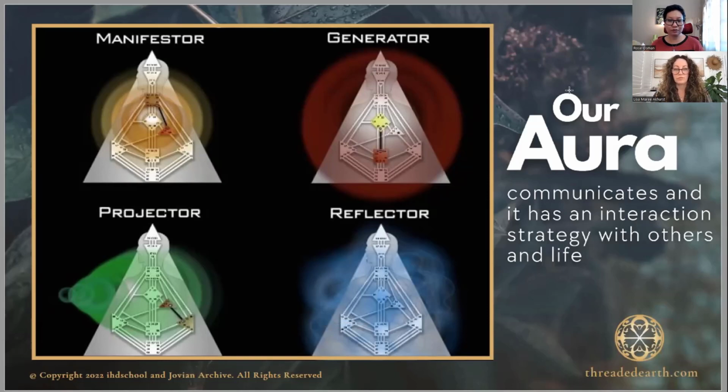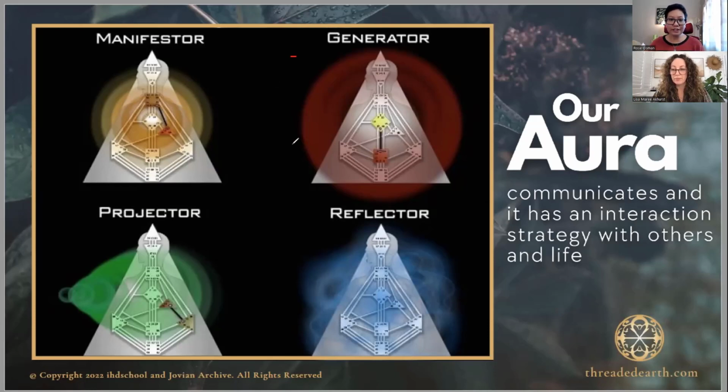93% of communication on a daily basis is nonverbal. This nonverbal communication happens on the auric level. It happens through the interchange of neutrino streams between one another, between the planets and us, and so on. The aura communicates, and not just that, every type and its aura has an interaction strategy with others, with life. So this is where we're going to take a look further.